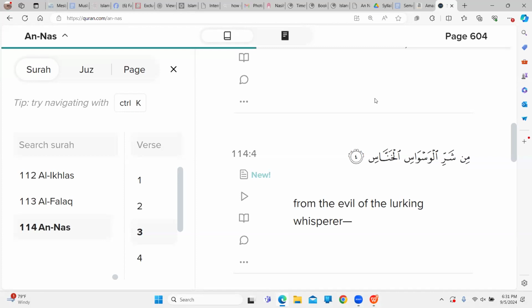Now you open Surah Baqarah, Surah Kahf, Surah Ma'idah, and they can read on their own. They don't need your help. Alhamdulillah, we have now taught them how to read the Quran.